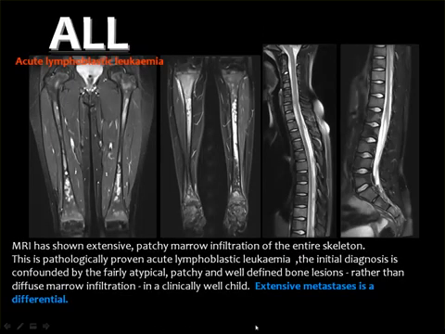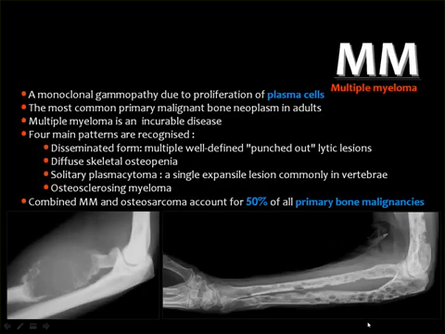And this is a patient with acute lymphoblastic leukemia, and he got multiple bone marrow infiltrative lesions in the femora, in the tibial shafts, and also at multiple vertebral levels. Then we came to multiple myeloma. Multiple myeloma is considered the most common primary malignant bone tumor in adults. And the myeloma is considered, according to the literature, an incurable disease.